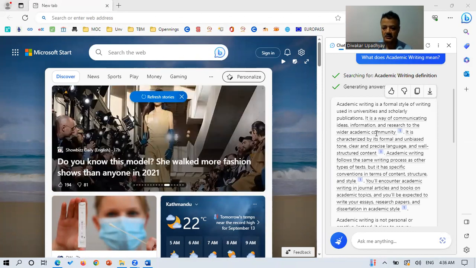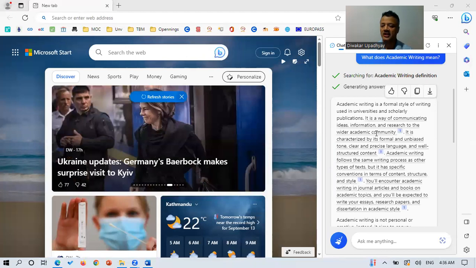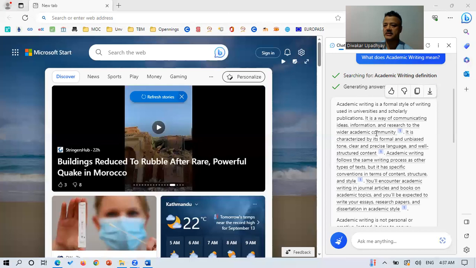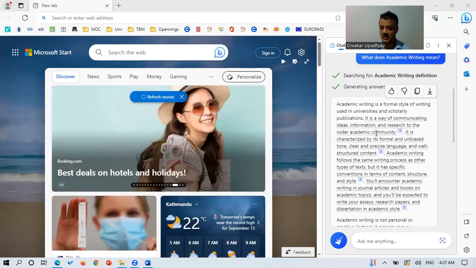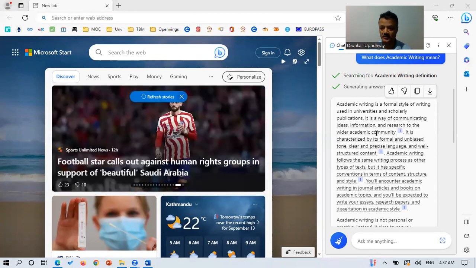It is writing used for scholarly publications. When you publish a research article or a dissertation or thesis, you do academic writing. It is a way of communicating ideas.